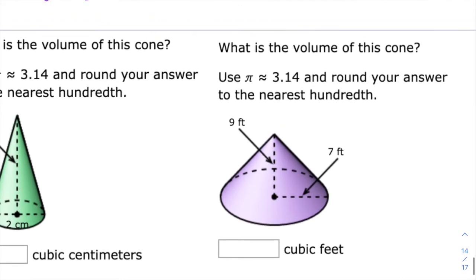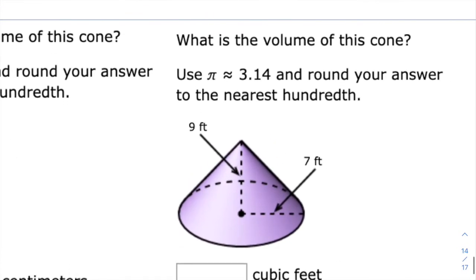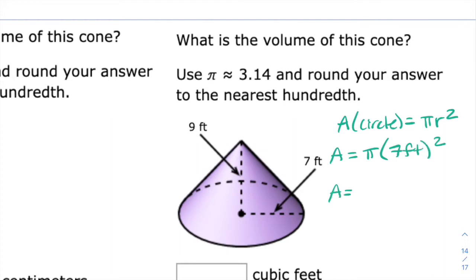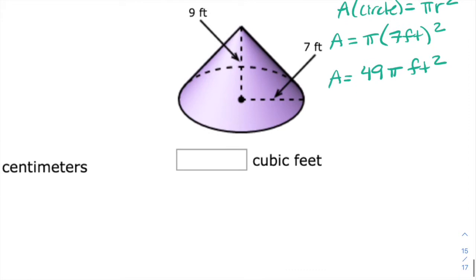Let's do this one first because this one's probably a little bit easier, to the right here. The question is, what's the base? The base is a circle, so it's going to be pi r squared. So the area is going to be equal to pi times 7 feet squared. So area is 49, 7 times 7 is 49 pi feet squared. So that's the area of my base.